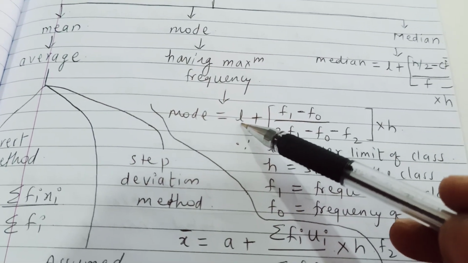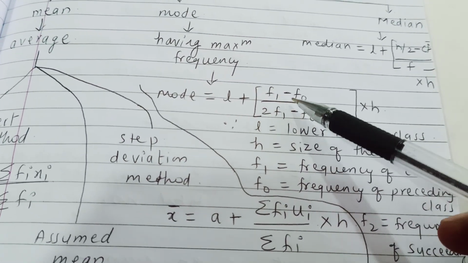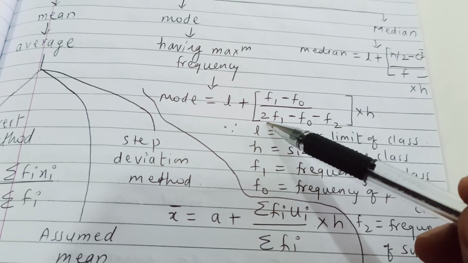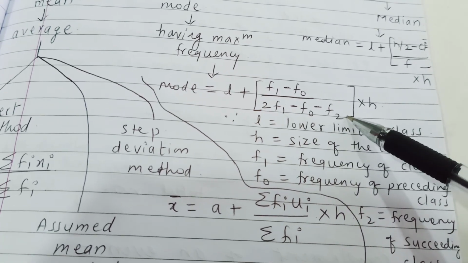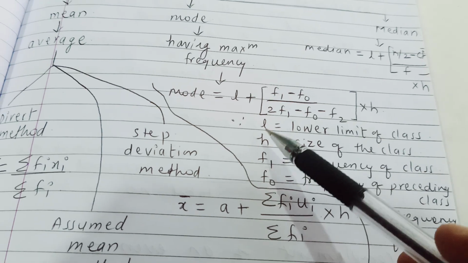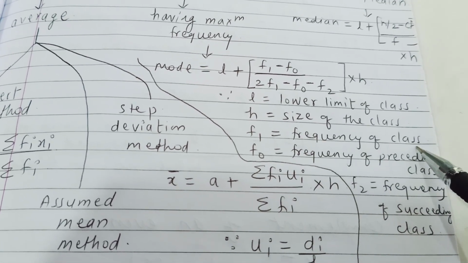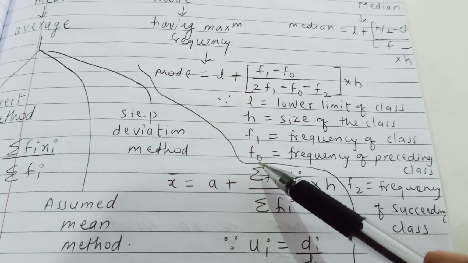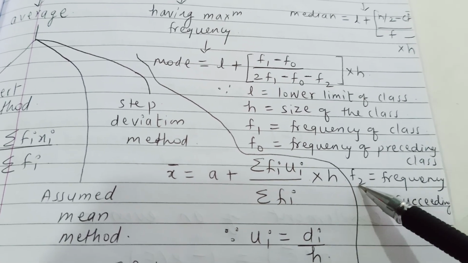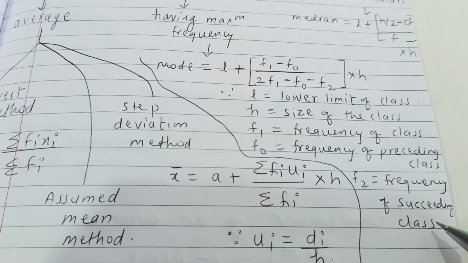Mode. Mode means what? That is l + ((f1 − f0) / (2f1 − f0 − f2)) × h. So l is the lower limit of the modal class, h is the size of the class, and f1 is the frequency of the modal class. And f0 is the frequency of the preceding class, and f2 is the frequency of the succeeding class.